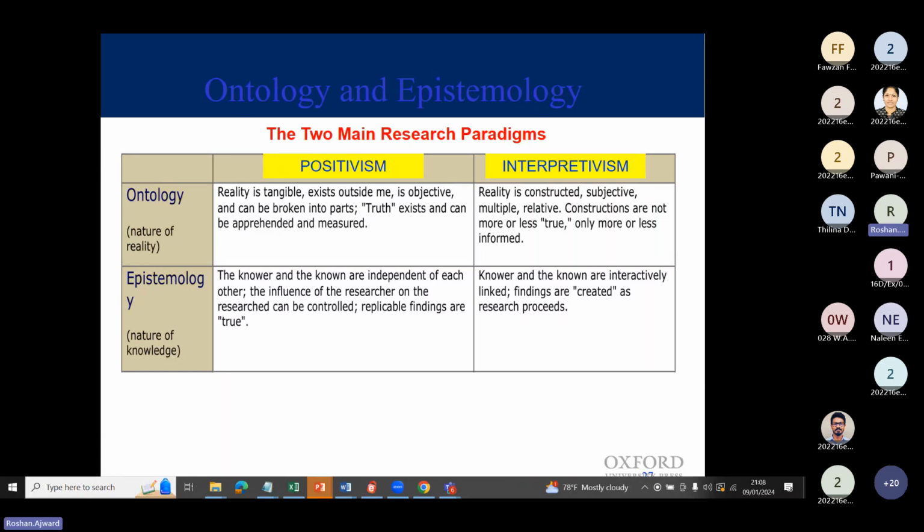If you take a medical scientist, what tradition, what paradigm would he or she use? Positivism or interpretivism? A medical scientist.